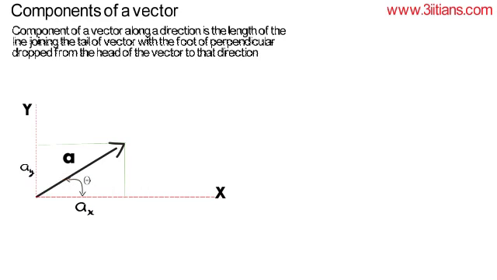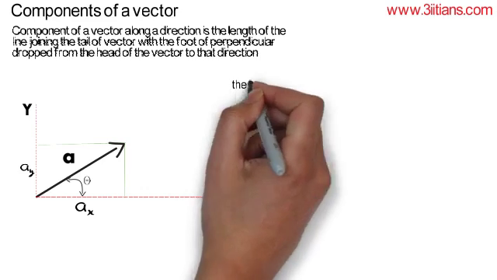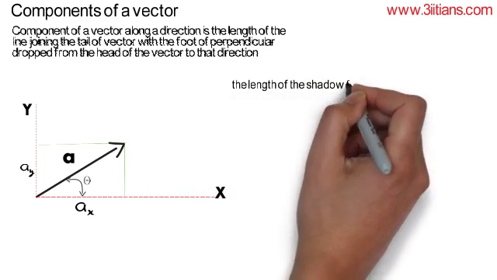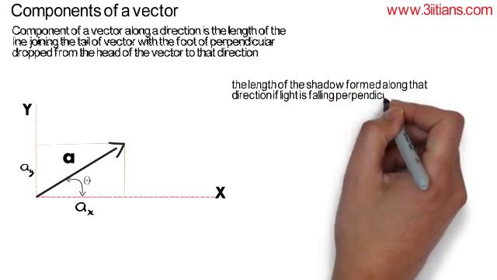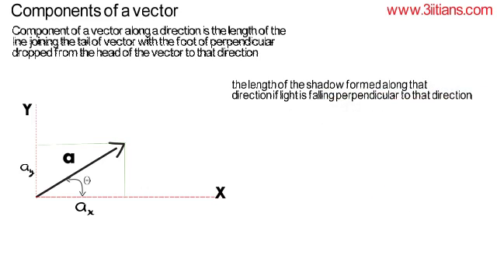There's one more way by which we can define the component of a vector along any direction, and it is the length of the shadow formed along that direction if light is falling perpendicular to that direction. So if we want to find the component of any vector along any direction, we make light fall perpendicular to that direction. The length of the shadow along that direction will be the component of the vector along that direction.